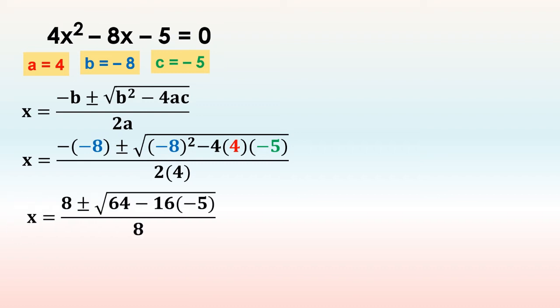Simplifying it further, we now have x equals 8 positive and negative the square root of 64 minus 16, because negative 4 multiplied by 4 is equal to negative 16, times negative 5, all over 8. X now is equal to 8 positive and negative the square root of 64 plus 80 all over 8.